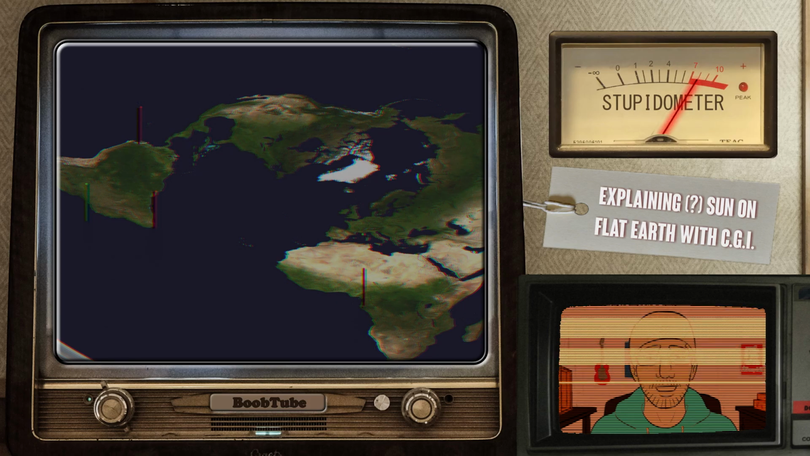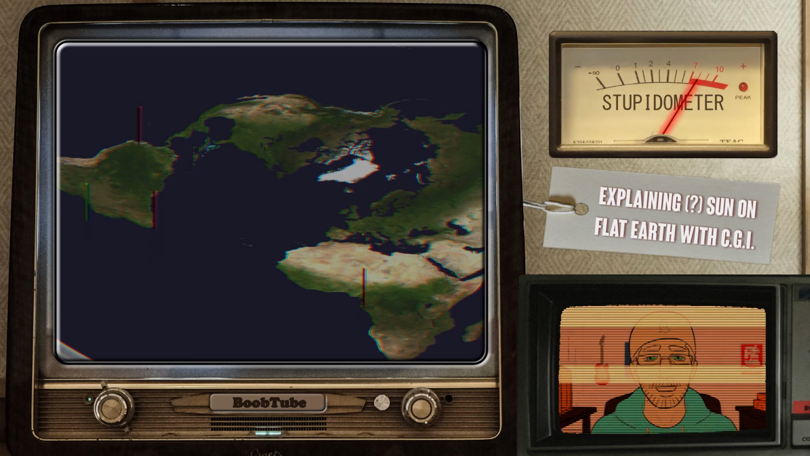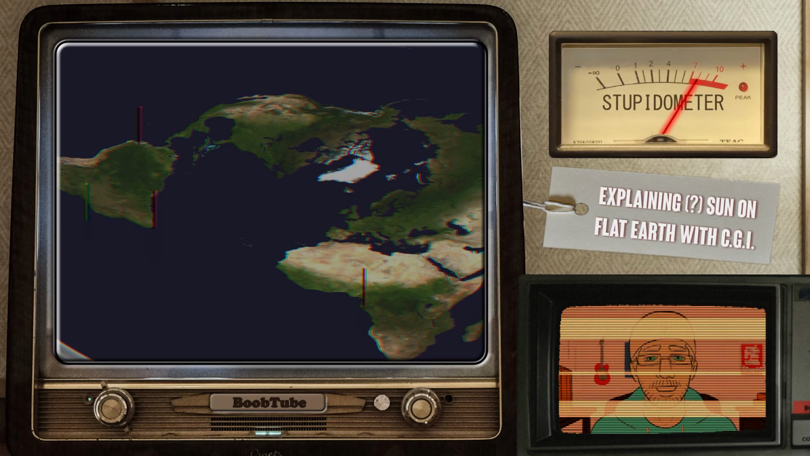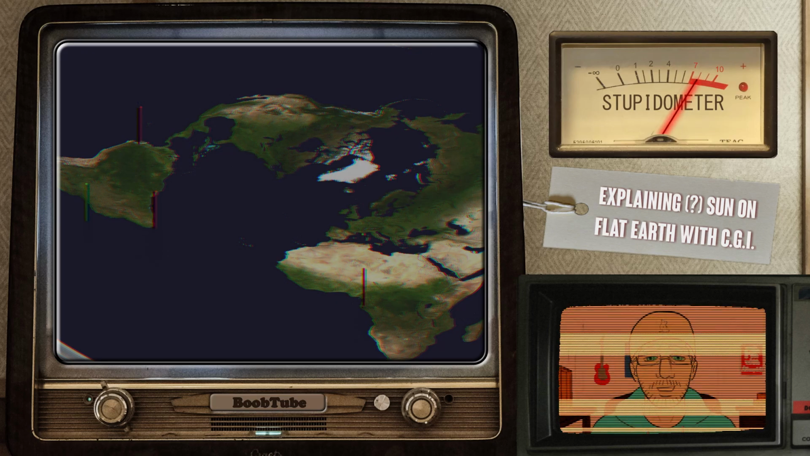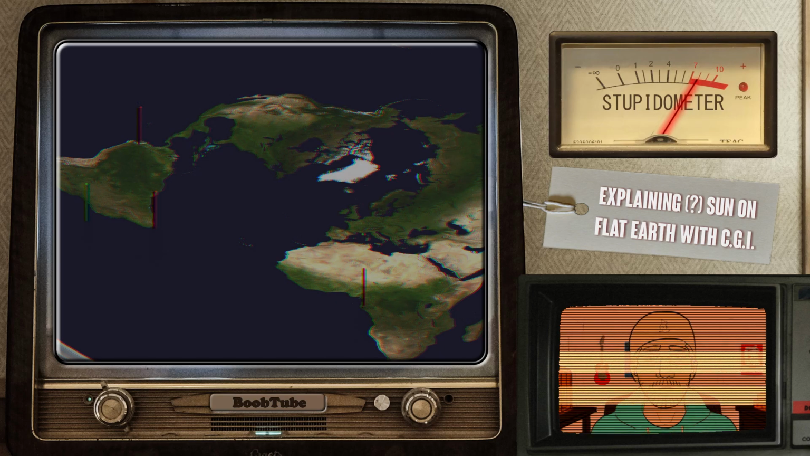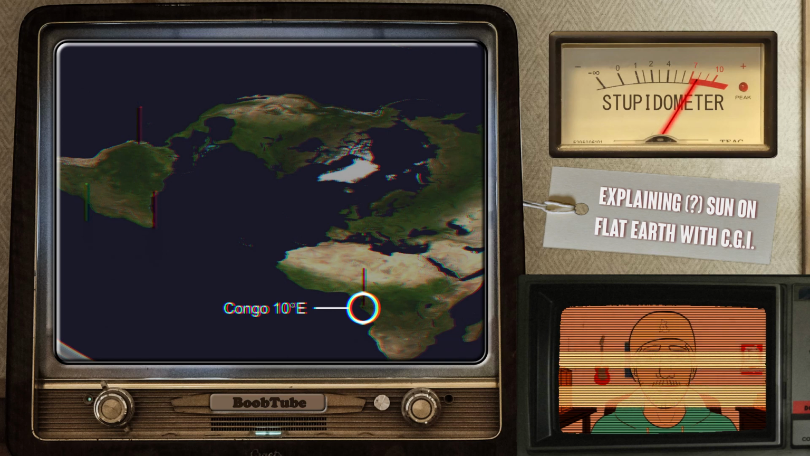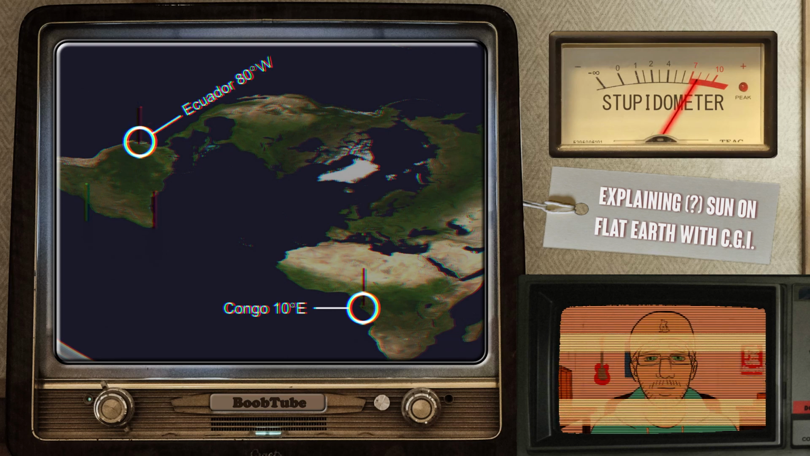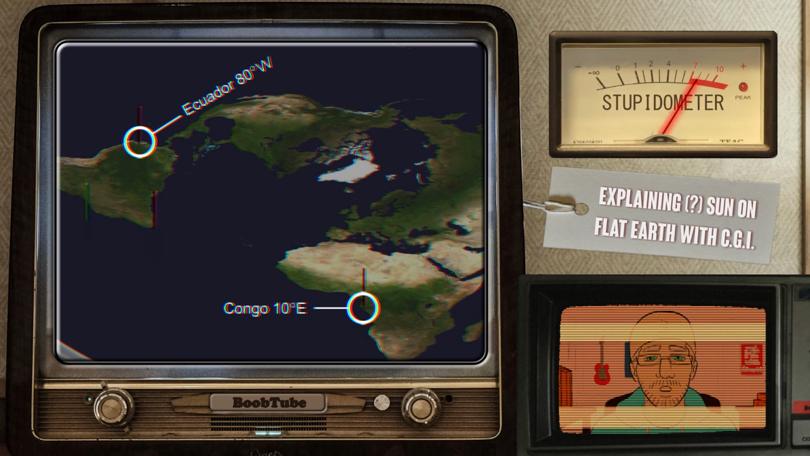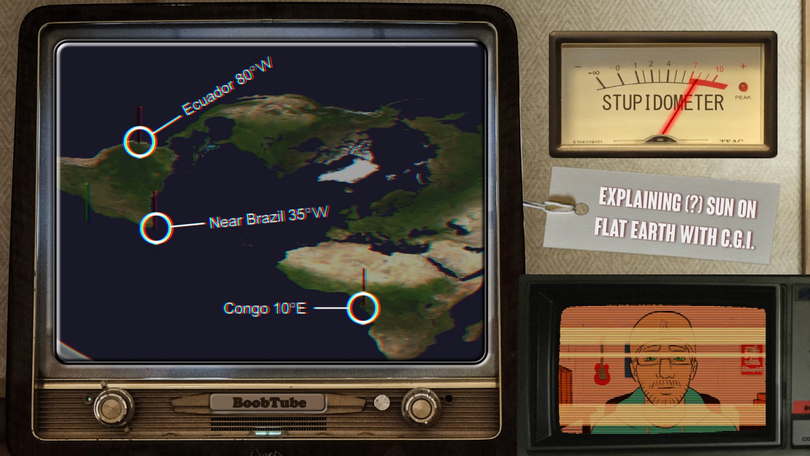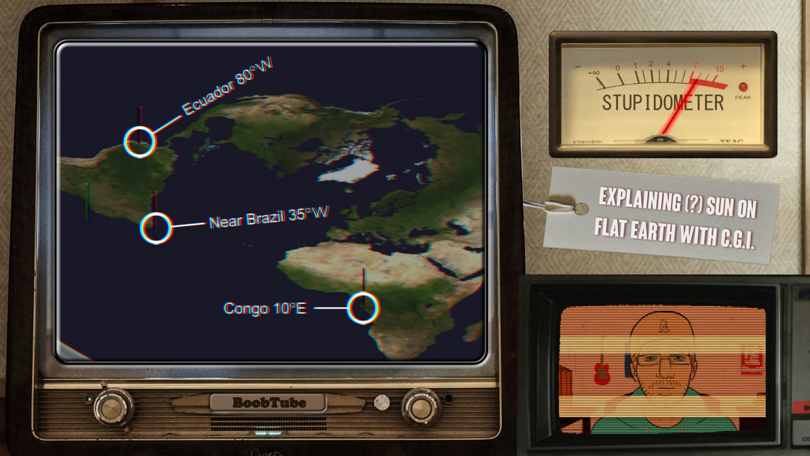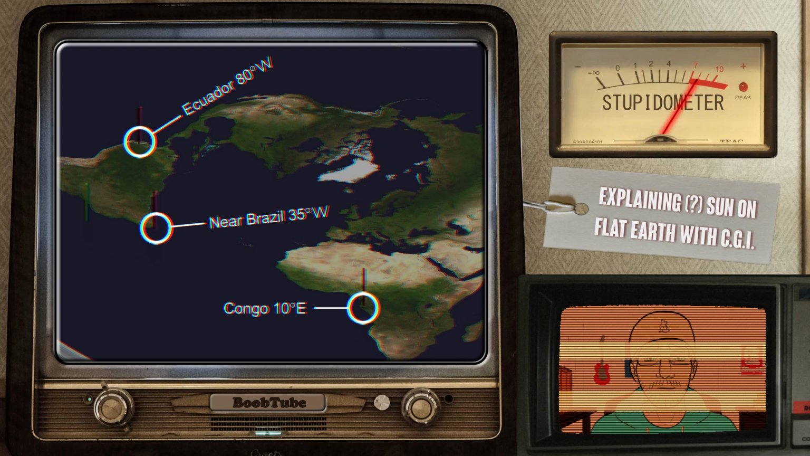Let me explain the scenario in my world. The date is September equinox. Same as March equinox, this is the time when the sun shines directly on the equator, and the length of night and day are nearly equal. Person A is at Congo, that is at 10 east. Person C is at Ecuador, that lies on 80 west. Two utterly random positions. Oh, and the person in the middle, person B, is on a boat near Brazil at 35 west.